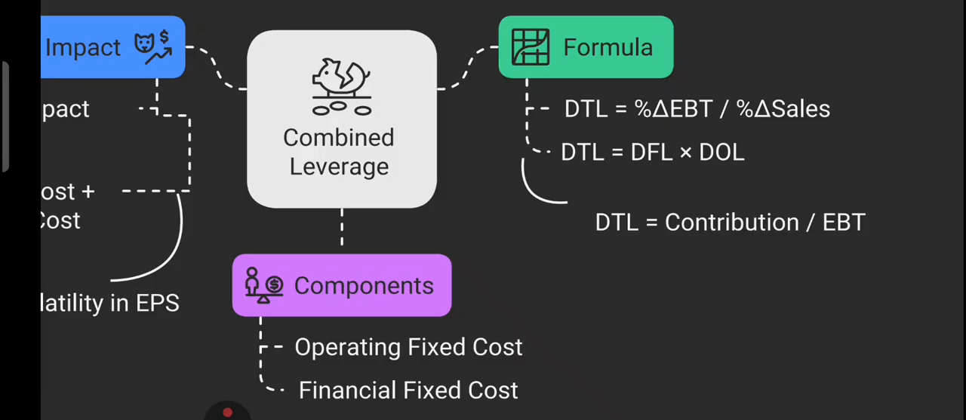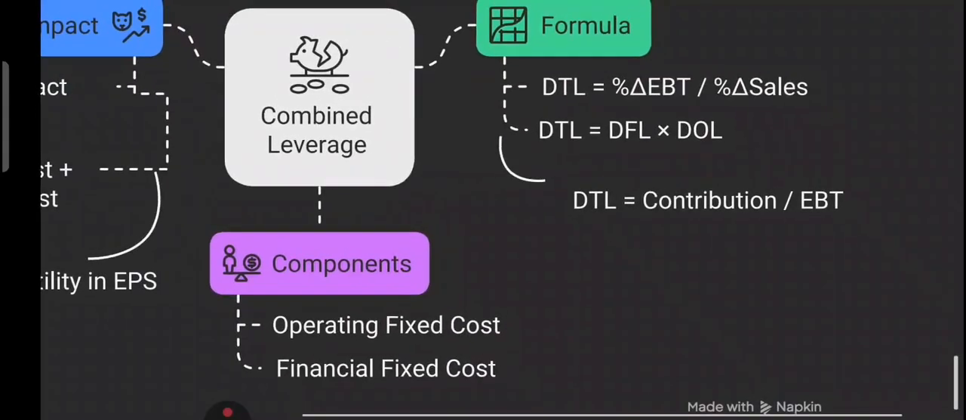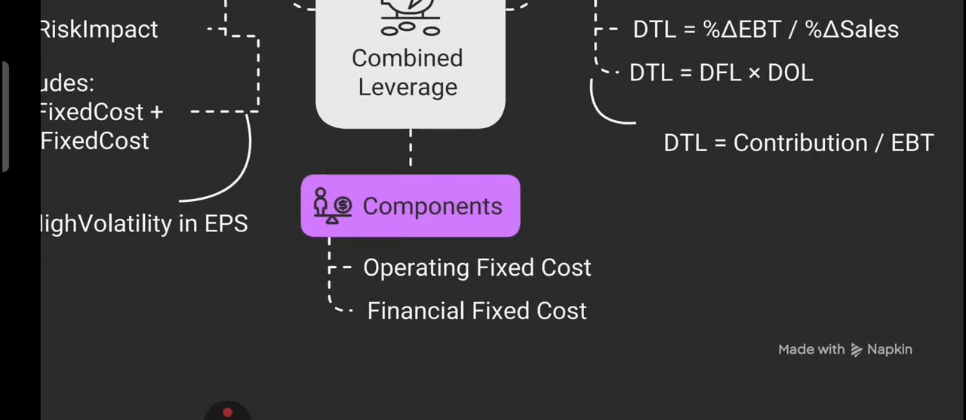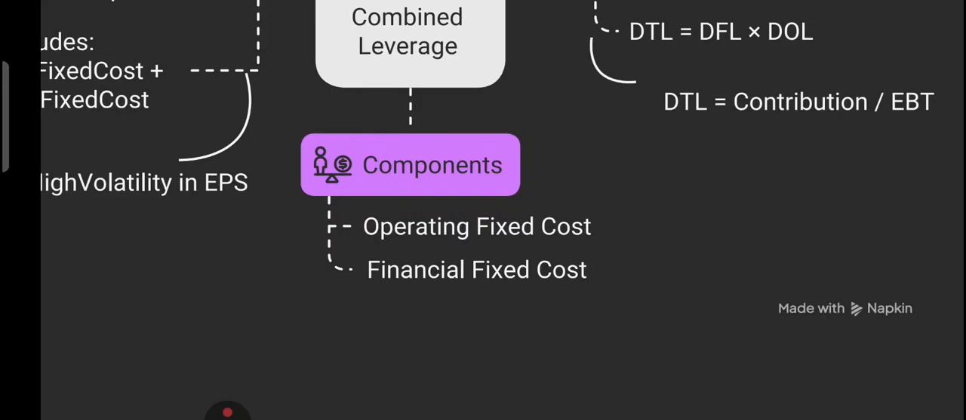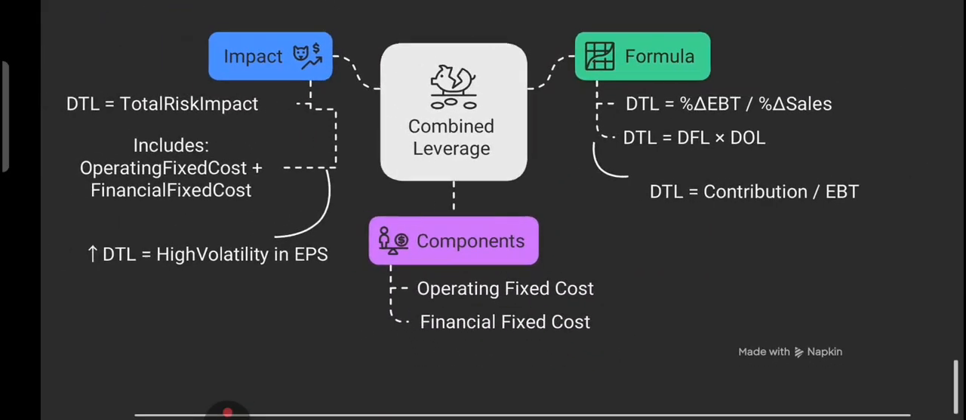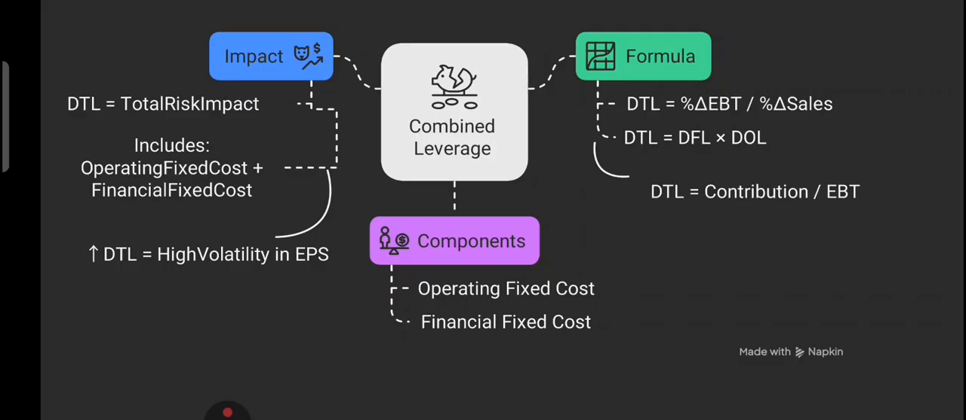So there are three formulas which you can use to compute DTL. Depending on what is given to you in the question, you can choose either of these formulas. No matter which one you use, it's all about understanding how sensitive your profit is to the change in sales. Now, what are the components? First of all, we have operating fixed cost, meaning cost that doesn't change with production. Then we have financial fixed cost, meaning payments like loan interest that are due no matter what. So together they define your company's total leverage position. So combined leverage is like driving with both the gas pedal and turbo engaged. The reward can be huge, but so can the risk. So handle it with insight.